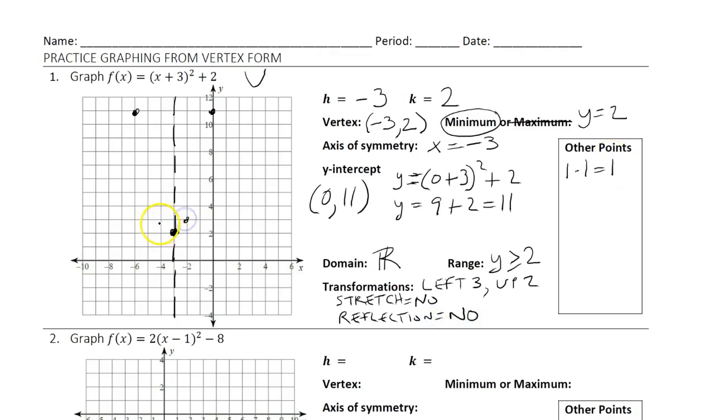Find the other points by using our pattern. Over 1 and up 1. 1 times 4 is 4. Over 2 and up 4. 1 times 9 is 9. Over 3 and up 9. Draw a smooth curve.